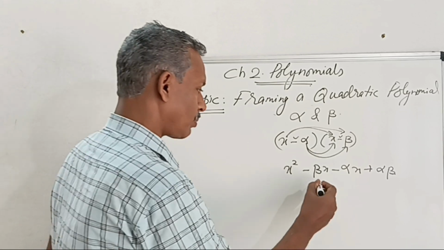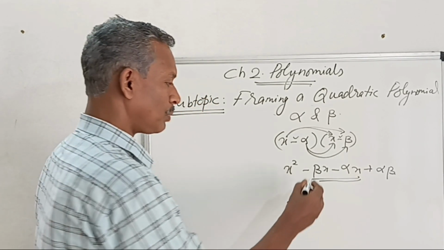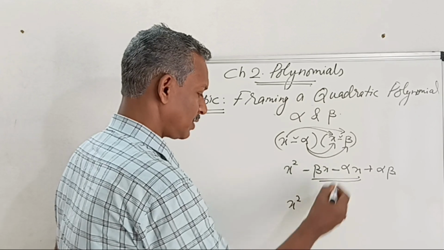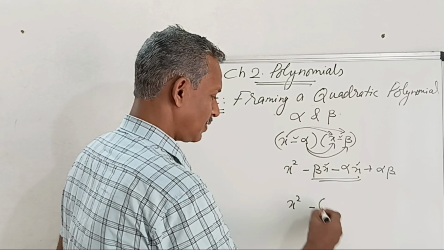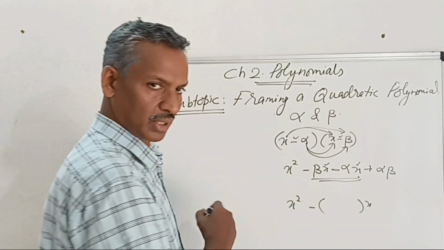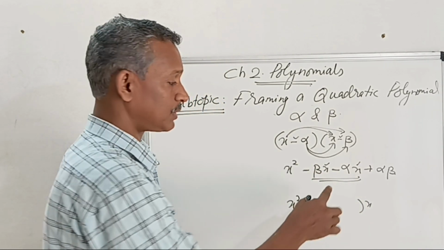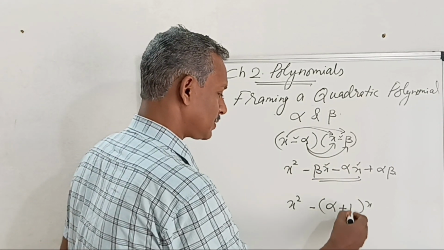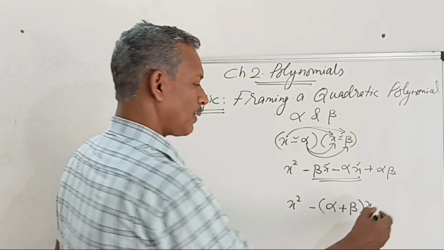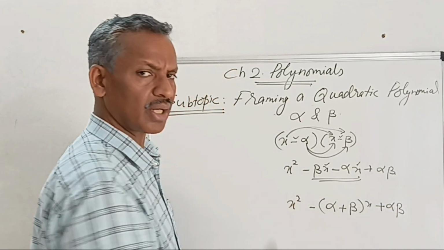And we can take common factor from the middle terms. Both of them have minus, so minus is taken common. Both of them have x common. When x is taken common and minus is taken common, minus beta becomes plus beta, minus alpha becomes plus alpha. So it is alpha plus beta into x plus alpha beta. This is the quadratic polynomial.